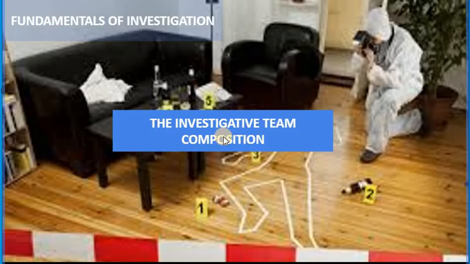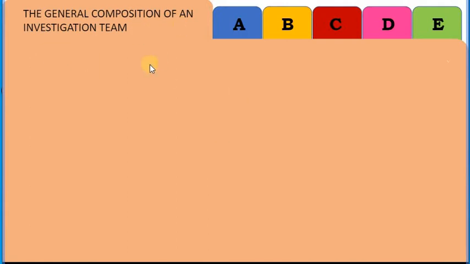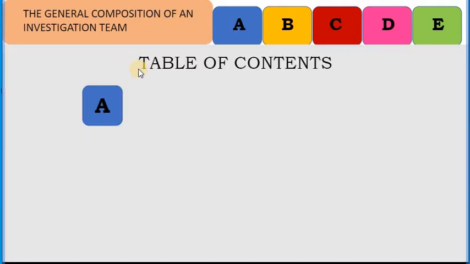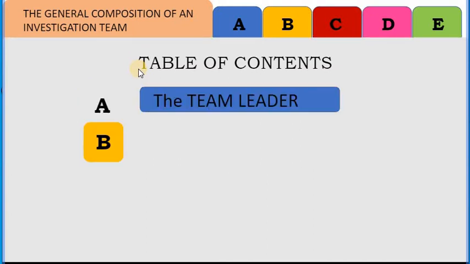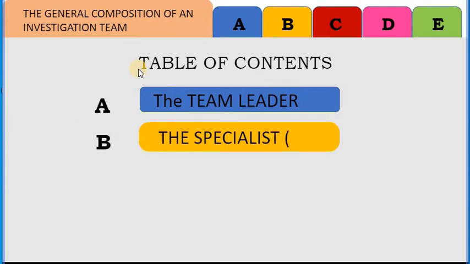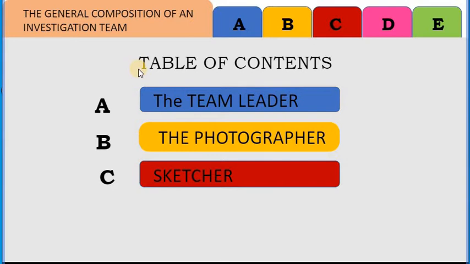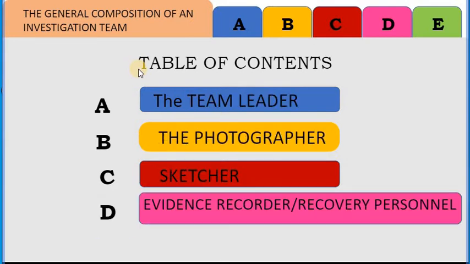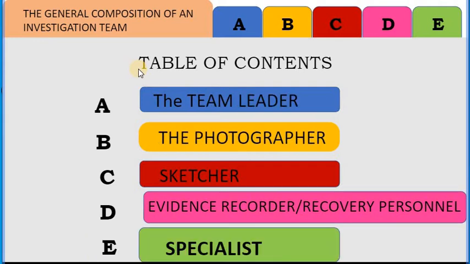So, the investigative composition. Ito. The general composition of an investigation team is ganito. Siyempre, number one, we have the team leader. Then, we have the specialist. We have also the photographer, the sketcher, evidence custodian. Ayan, ganyan sila. Ito na, primarily, ito ang involvement ng ating investigation team: team leader, the photographer, sketcher, evidence recorder or recovery personnel or yung custodian natin, and then specialist. Isa-isahin natin, ano ba yung mga role ng mga yan?